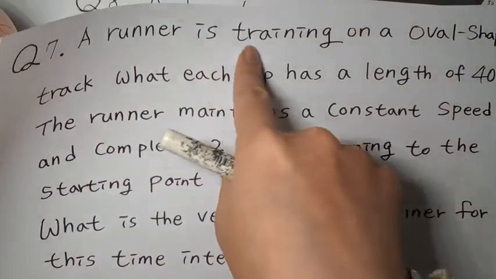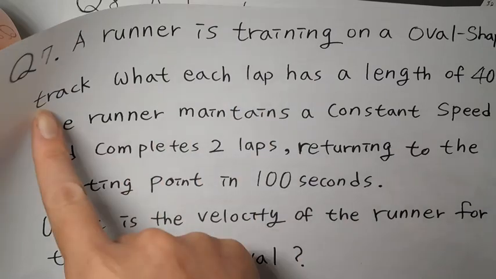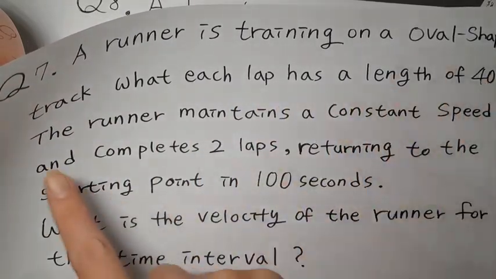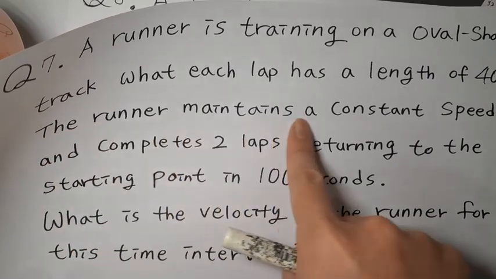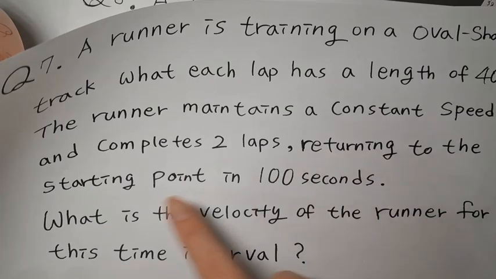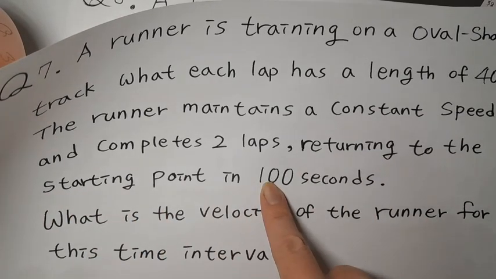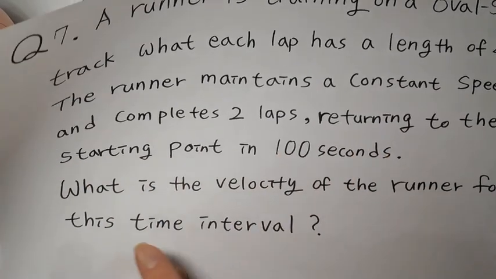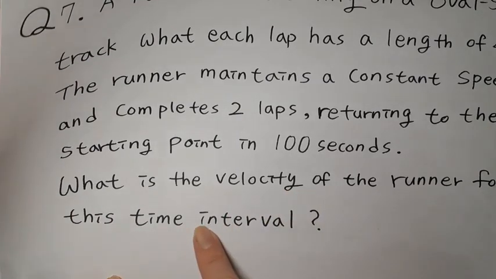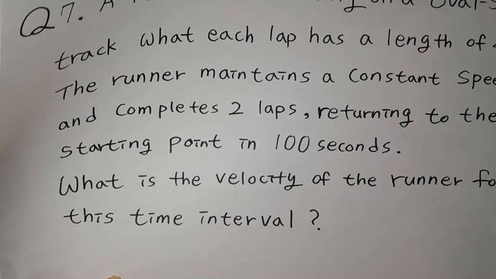A runner is training on an oval-shaped track, and each lap has a length of 400 meters. The runner maintains a constant speed and completes 2 laps, returning to the starting point in 100 seconds. What is the velocity of the runner for this time interval?